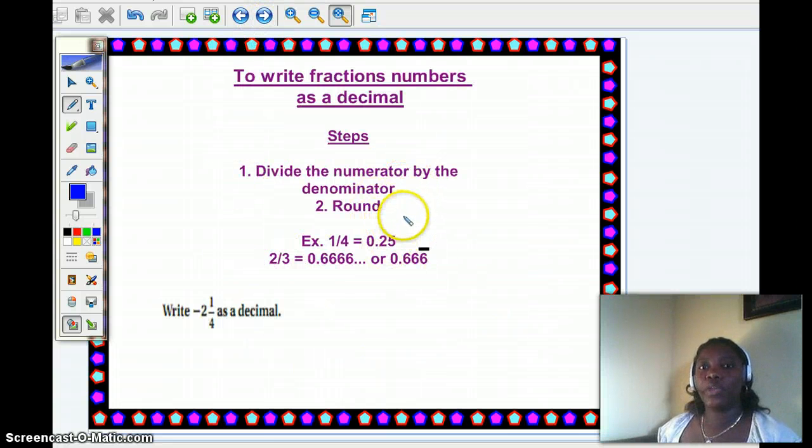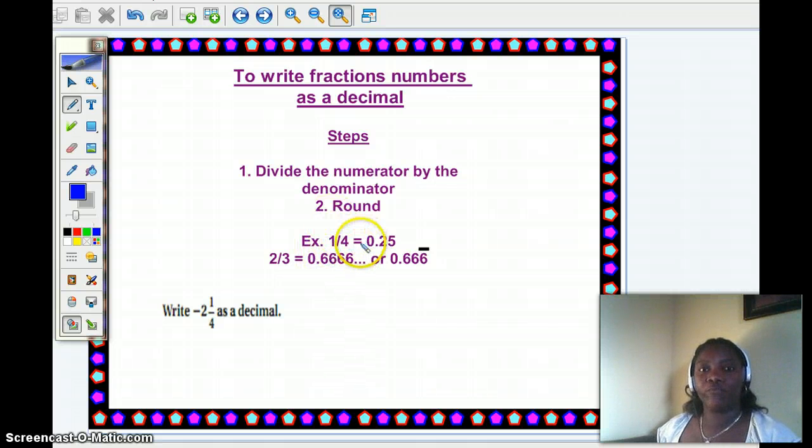So how do we go from fraction form to decimal form? It's very easy and very simple. First thing we want to do is divide the numerator by the denominator, and then we round. Sometimes based on the question, they might want us to round to the nearest hundredth or the nearest tenth. So it depends on the question.